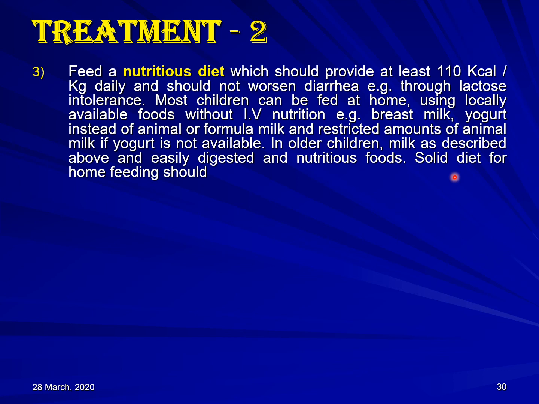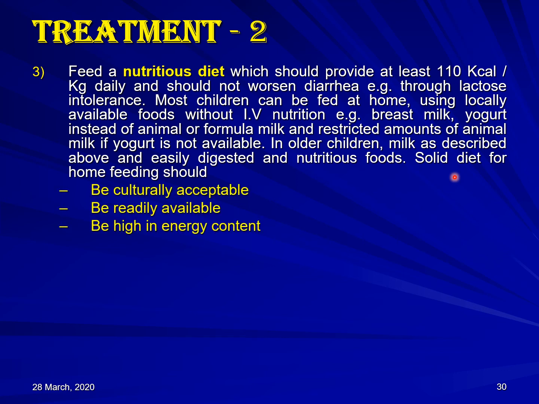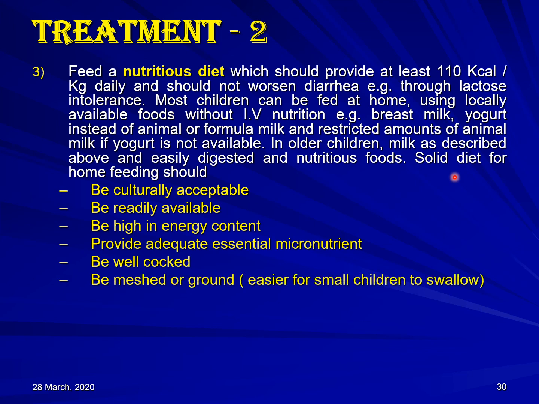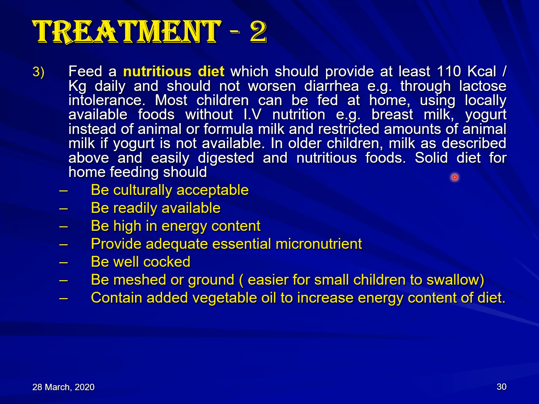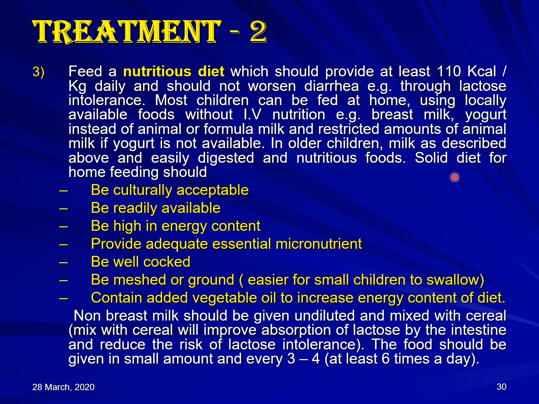Solid diet for home feeding should be culturally acceptable, readily available, high in energy content, provide adequate essential micronutrients, be well cooked, be mashed or ground, easier for small children to swallow, and contain added vegetable oil to increase the calories. Non-breast milk should be given undiluted and mixed with cereals. In fact, mixing non-breast milk with cereal improves the absorption of lactose by the intestine and reduces the risk of lactose intolerance.